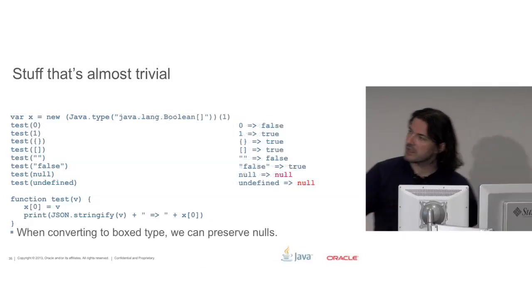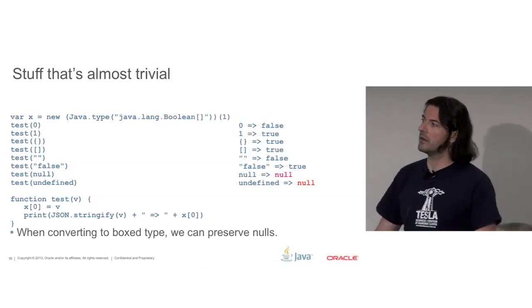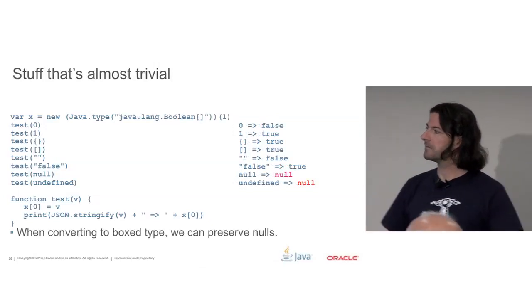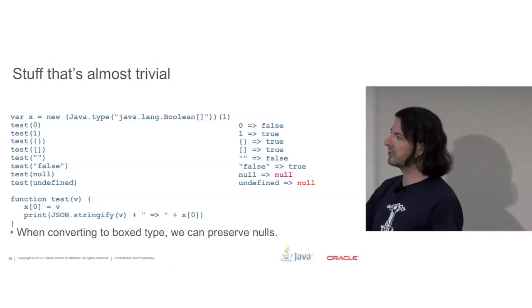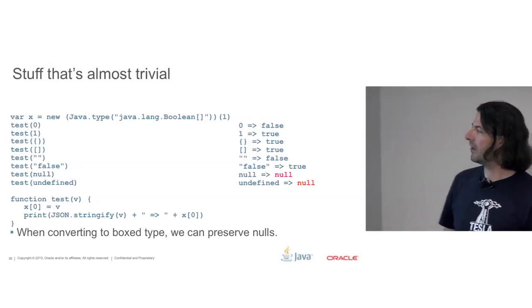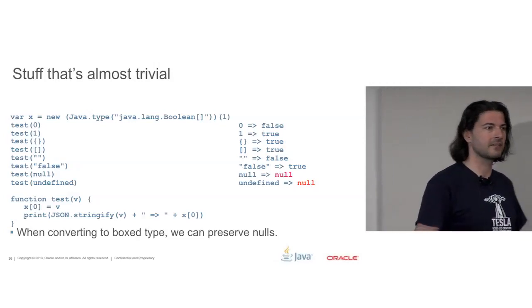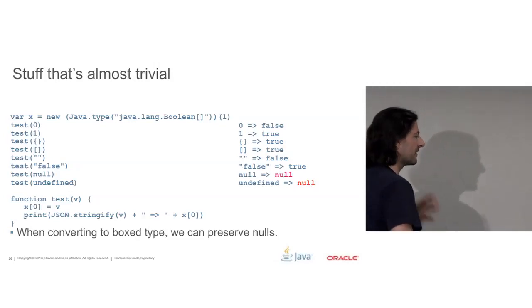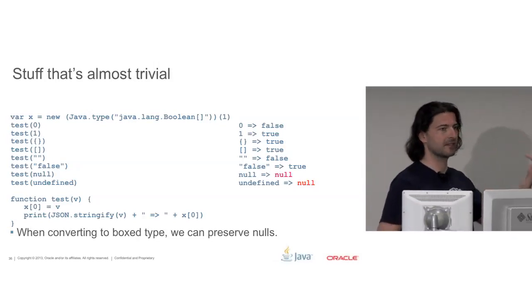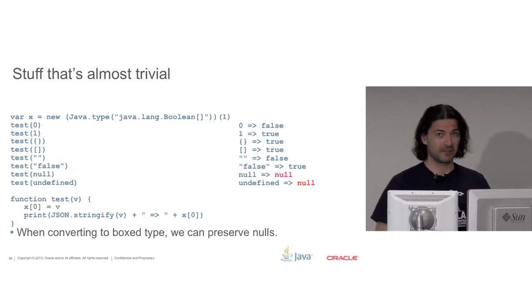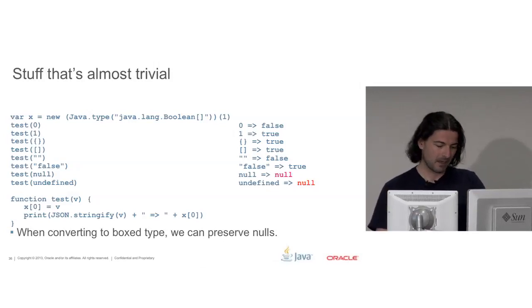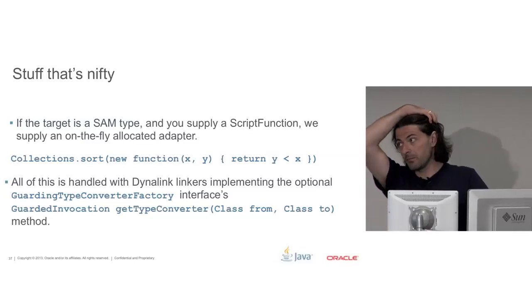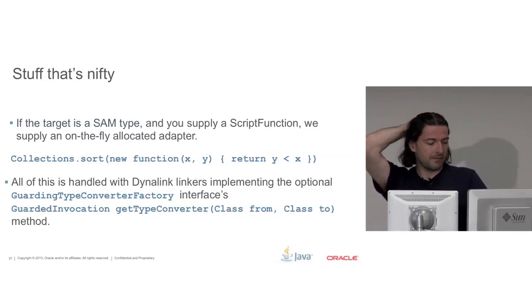The picture is a little bit different if you allocate an array of capital B Booleans, because then you have these two things, null and undefined, that we decided to evaluate to null. So if your destination type can represent the null value, and you have something that reasonably translates to null, you will actually get that instead. So in converting to box types, we do preserve nulls.